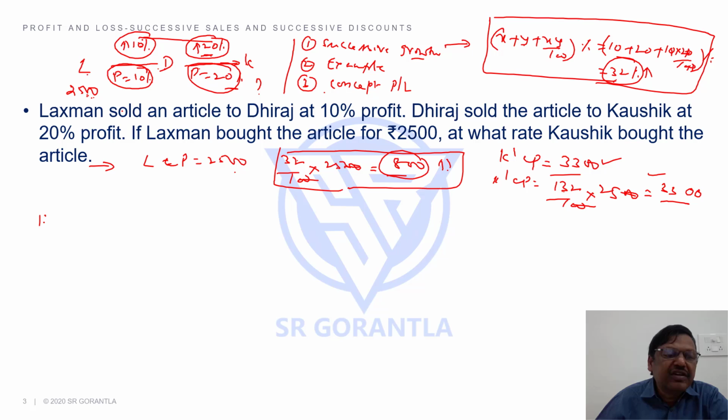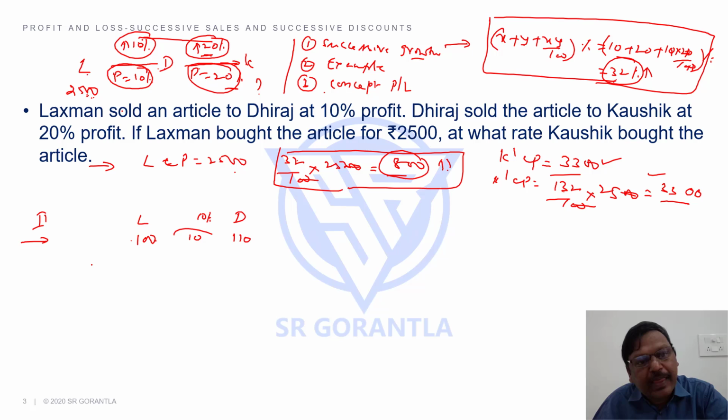Second approach is, take an example. Let's say Lakshman's cost price is 100 rupees. Lakshman bought the article for 100 rupees. So he sold to Dheeraj at 10% profit. 10% of 100 is 10 rupees. It is 110. Right? Now Dheeraj sold to Kaushik at 20% profit. 20% on what? On this 110, not on 100. Because already Lakshman sold the article to Dheeraj at 110. Or in other words, Dheeraj's cost price is 110.